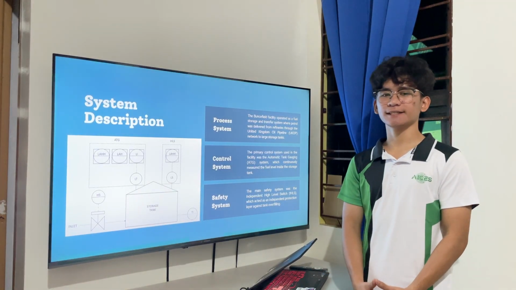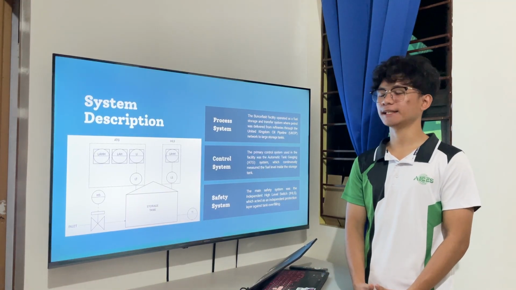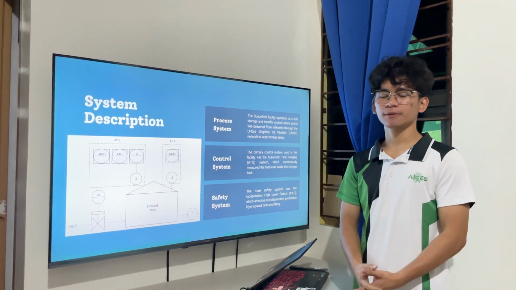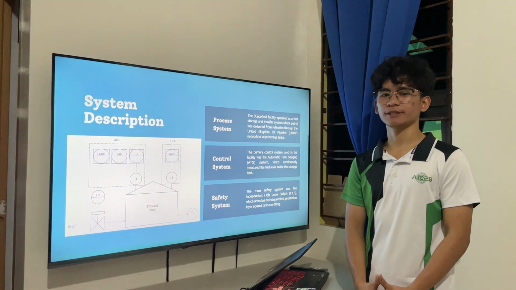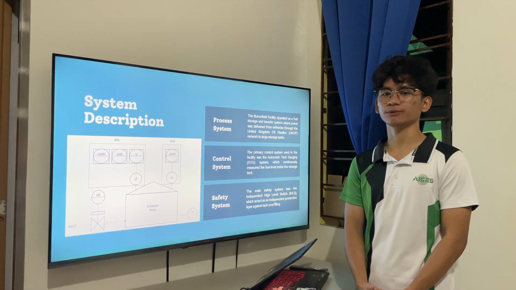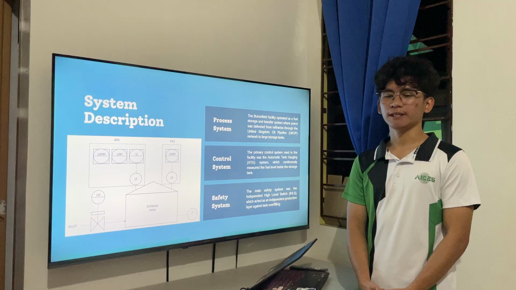First, I will be discussing the system description, namely the process system, control system, and safety system. The Buncefield facility serves only as storage to contain fuels or petrol to be later distributed to customers through the United Kingdom Oil Pipelines or UKOP network, and stores it in large above-ground tanks such as Tank 912, which was the cause of the incident.